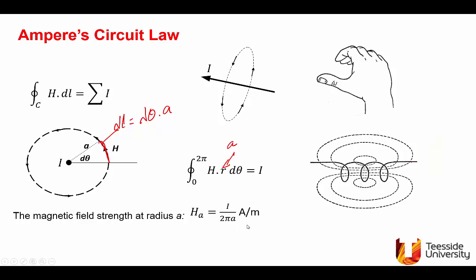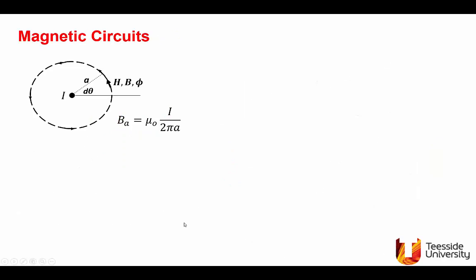The relationship between H and the flux density B is B equals mu naught H, where mu naught is the permeability of free space. So now we have considered the magnetic field due to an infinitely long current carrying conductor, and we were able to calculate it. This is the case we considered earlier.